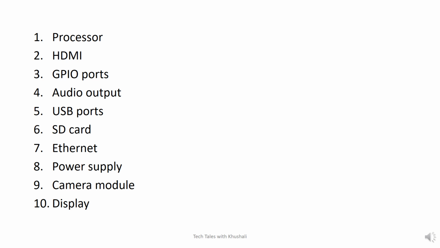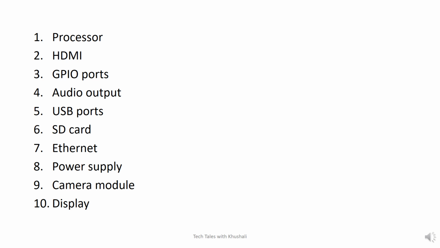The third is GPIO ports, that is General Purpose Input Output ports, which are available on Raspberry Pi, which allows the user to interface various input output devices. The fourth is audio output. An audio connector is available for connecting audio output devices like headphones and speakers.